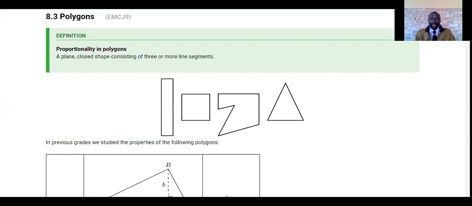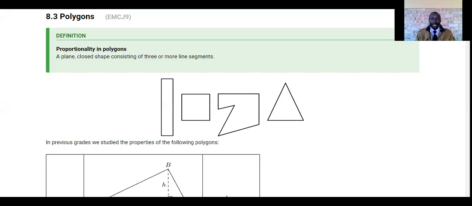Hello. This lesson continues with our discussion on Euclidean geometry. We had started discussing Euclidean geometry in one or two videos before. The section we are looking at is the section on polygons. We already saw one section on polygons in a previous video, and we are still going to continue with polygons today.